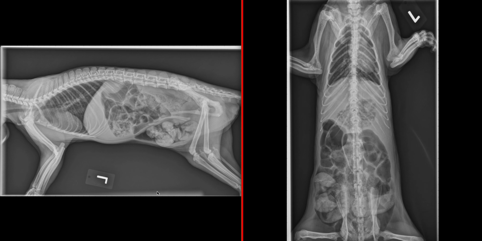The first thing that we notice is that there are 4 mineralized fetuses, 1, 2, 3, 4, that reside ventral to the caudal abdominal wall and are surrounded by gas. This is consistent with fetuses within the marsupium or pouch. Let's take a look at the thorax.